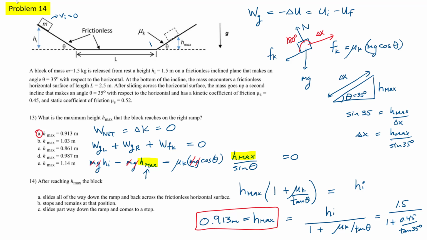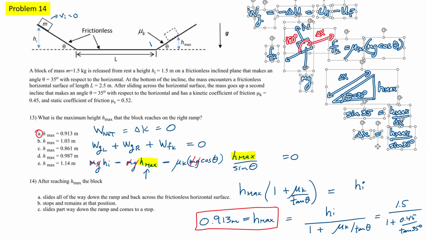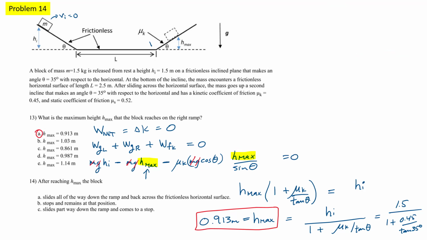In order to do this, let me give myself some more space to work with. Okay, let's redraw the block and draw a free body diagram. So what do we have? You have mg acting down. We have the normal force acting up.